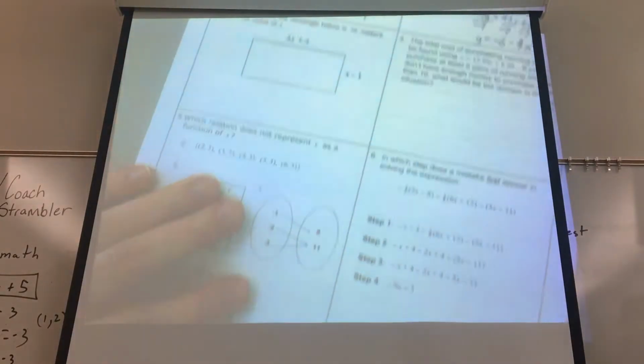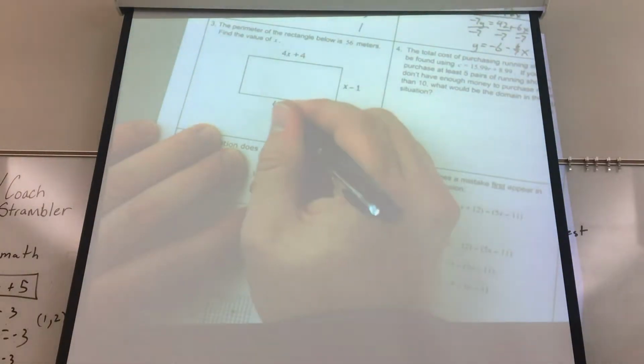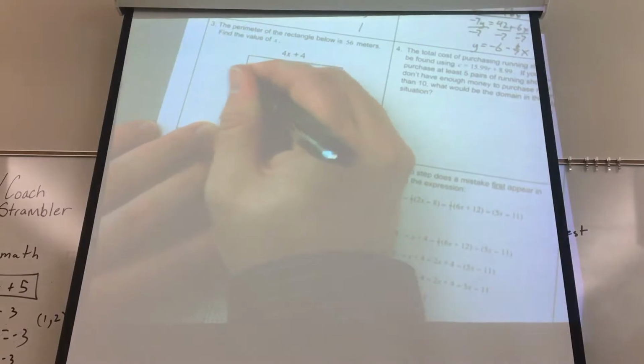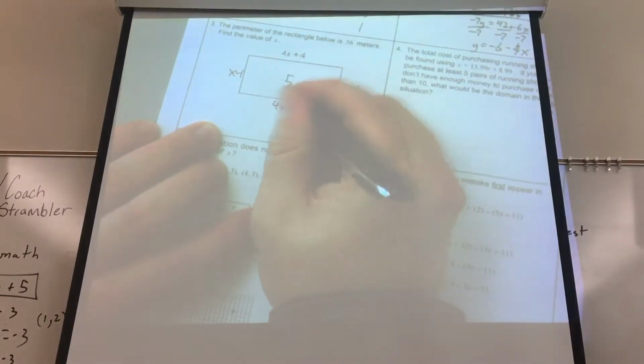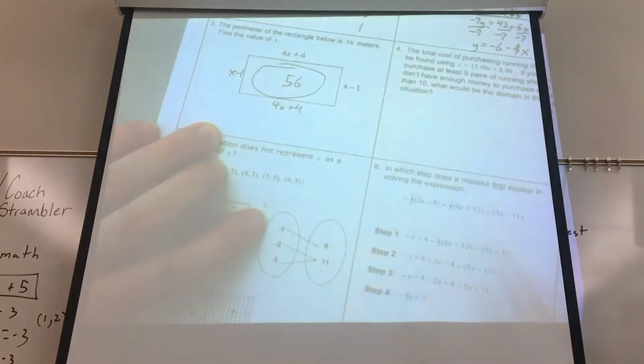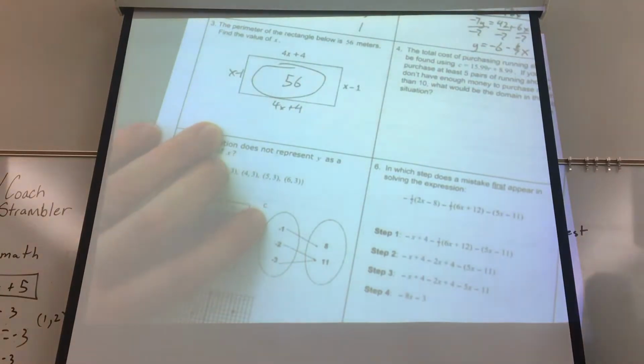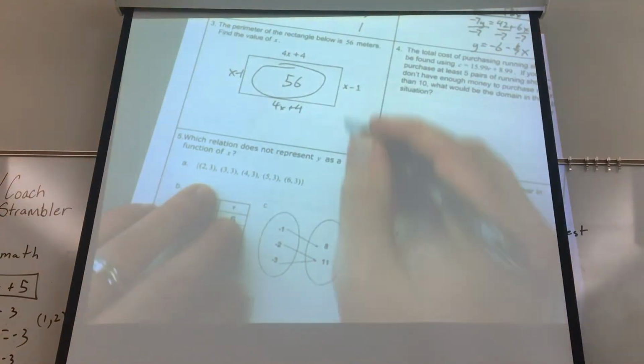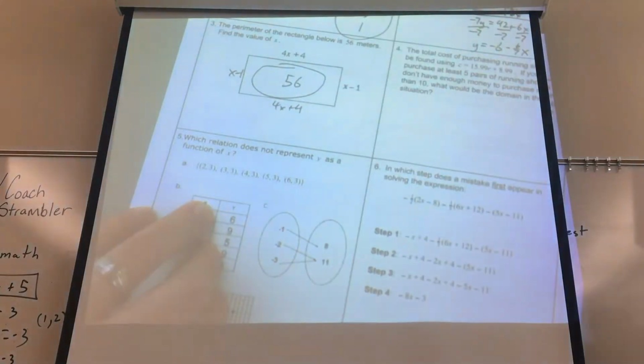Perimeter is all the way around the outside. The other side matches, and the whole perimeter is 56 all the way around the outside. Set this up as an equals and run the numerical solve. Again, numerical solve.